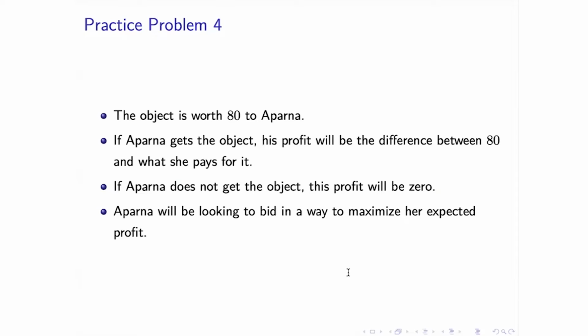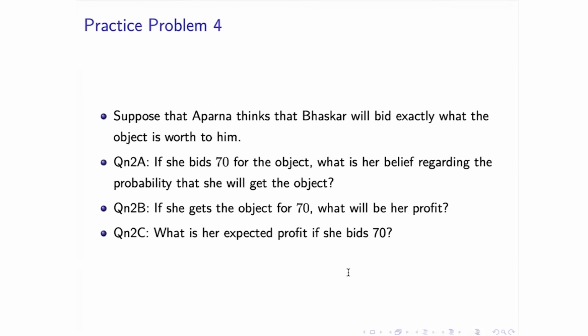In a first price auction, if Aparna gets the object, her profit is going to be the difference between 80 and what she pays for it, which is her bid. And if Aparna does not get the object, then the profit will be zero, right? So this is how we get the payoff of the first price auction. And what is Aparna's objective? Aparna is going to look for a way to bid in order to maximize her expected profit, okay? Whenever she computes her expected profit, she needs to form some beliefs about what Bhaskar is doing, and so we'll go through that context, right?